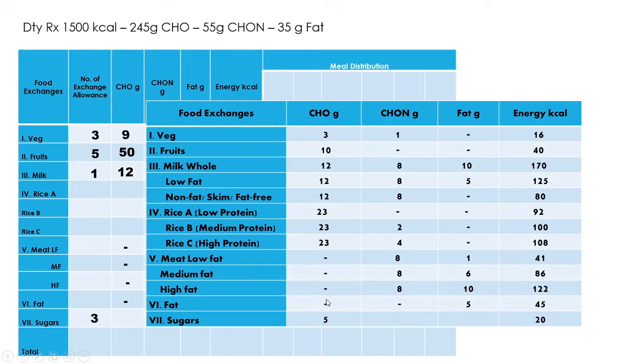This may be too much, but as you keep making many meal plans, you will be able to memorize all the values in this table. Next is the sugar group. 3 times 5 equals 15. Rice is also a carbohydrate group, but we did not put exchange values in the rice.